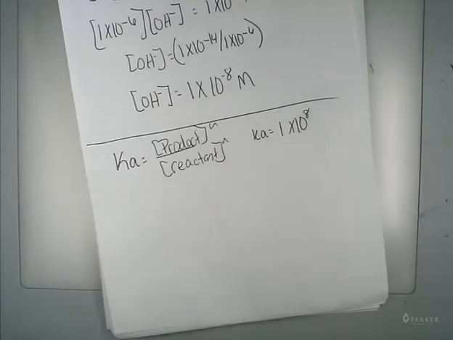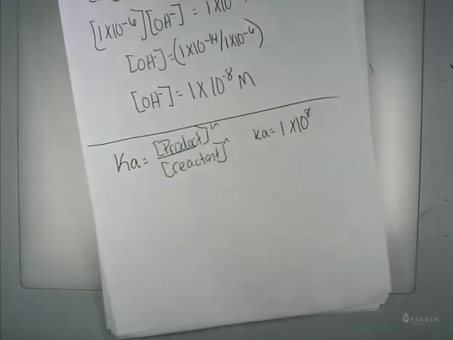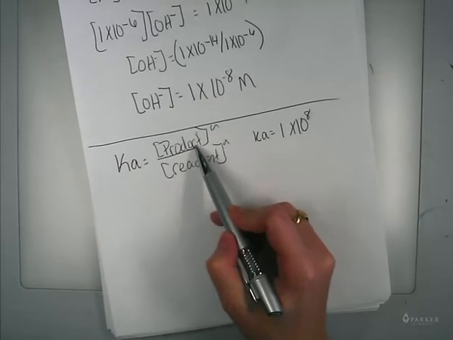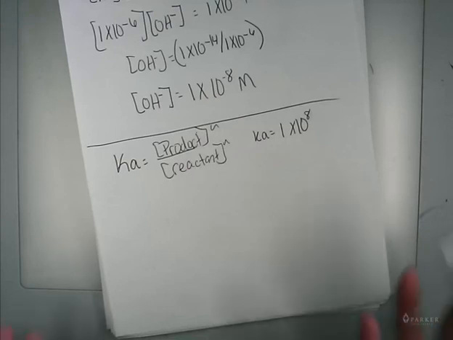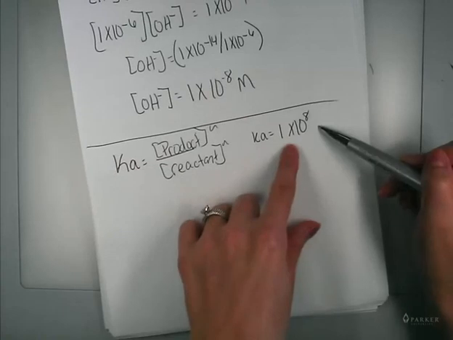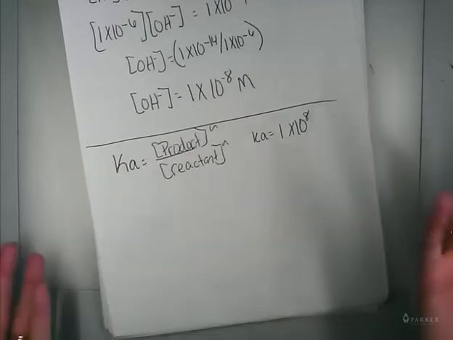And what this tells me, without seeing anything else, is that was a very reactive reaction. Because what did I make a lot of? What was high? Product. Isn't that what you want to make? You want your reactants to react to make a product. So if your Ka was large, that means your reaction was very reactive and you made a lot of product, which is what you want.